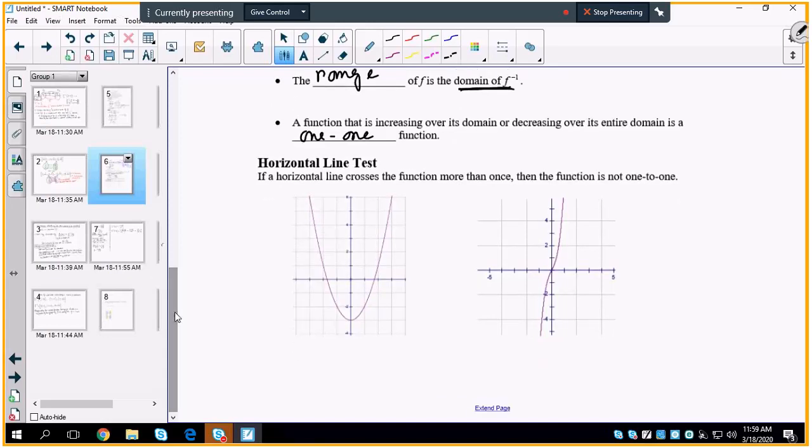Horizontal line test, we talked about it. If there is a horizontal line that crosses the graph of a function in more than one point, then the function is not one-to-one. See the parabola on the left. I can have multiple horizontal lines that will cross the graph in more than one point. So it is not one-to-one. Whereas the next picture is a picture for the cube root function. And as you can imagine, for this function, no matter where you draw the line, it is going to cross the graph at most one point. So the function is going to be one-to-one.